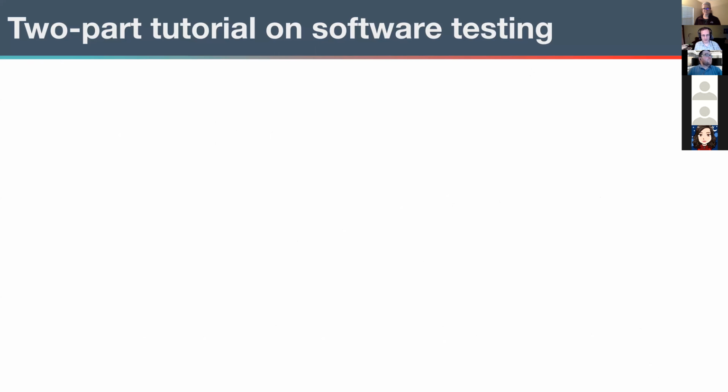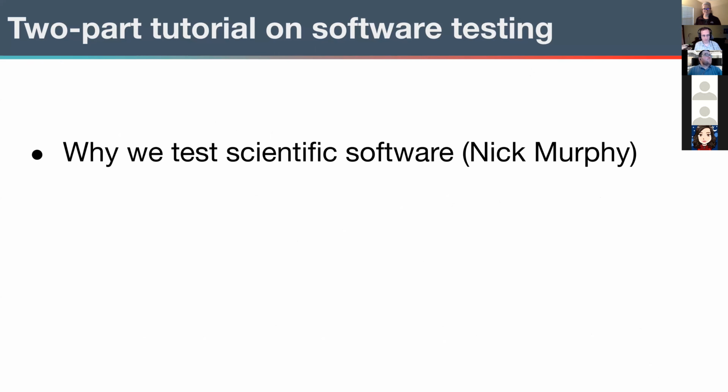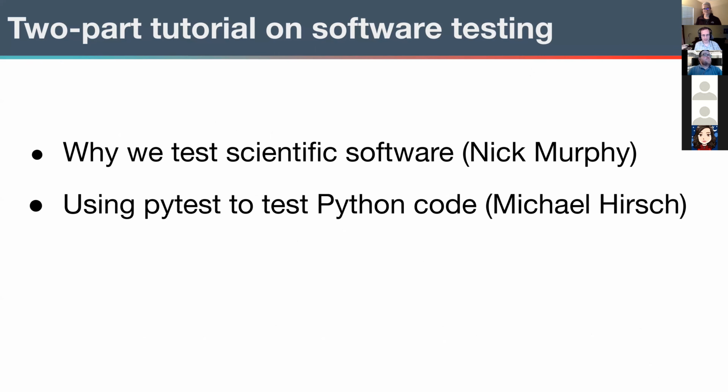All right, so this is going to be a two-part tutorial. I'm going to start off by giving a high-level overview of our motivation. Why do we test scientific software? And then Michael's going to go into a bit more detail about using pytest in particular to test Python code.